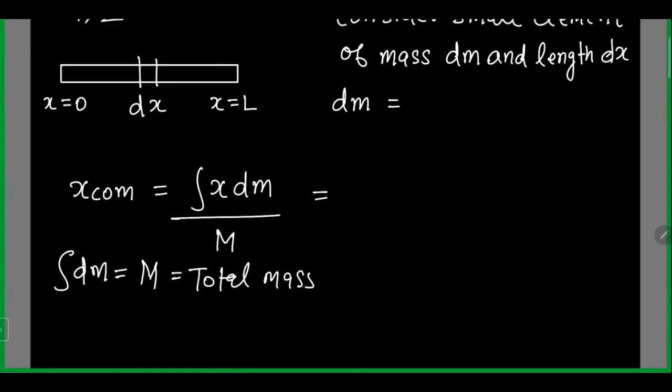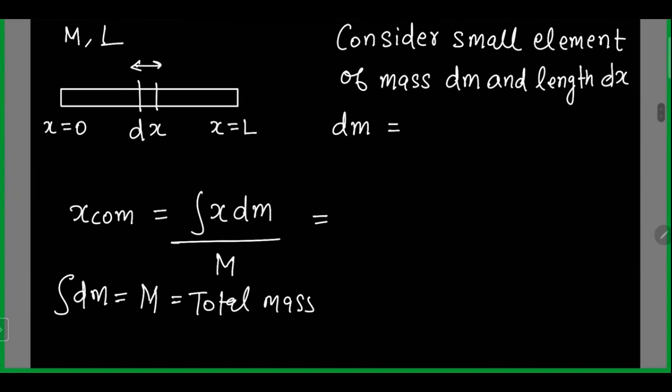So what is dm? dm is the mass of a small element. If you consider a very small element on a rod, the mass of that element will be dm. And if you integrate all such small elements, then you will get the total mass. So let's take a very small mass on a rod and then add all such small particles. Then what you will get is the total mass. That is why the integration of dm is capital M, which is the total mass.